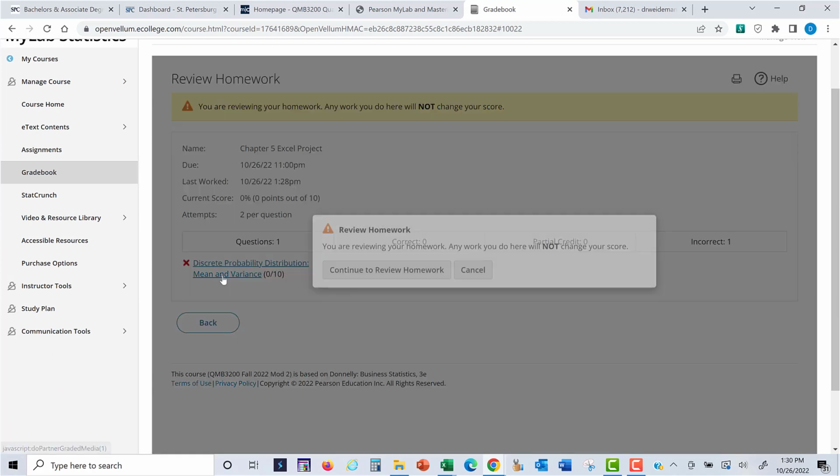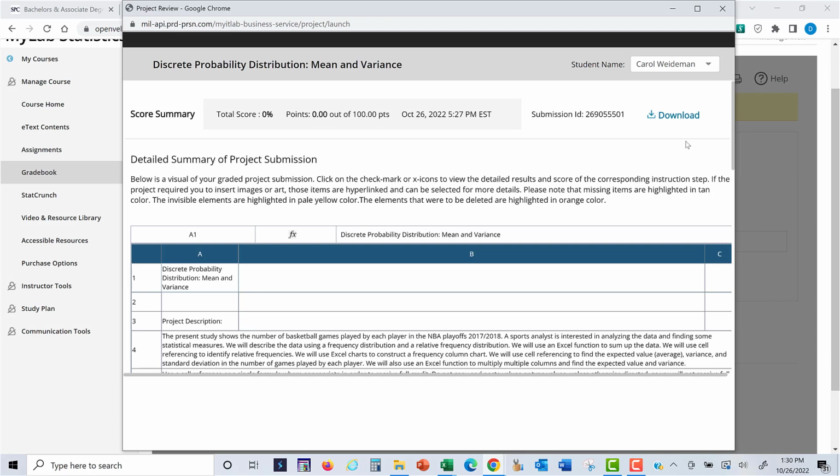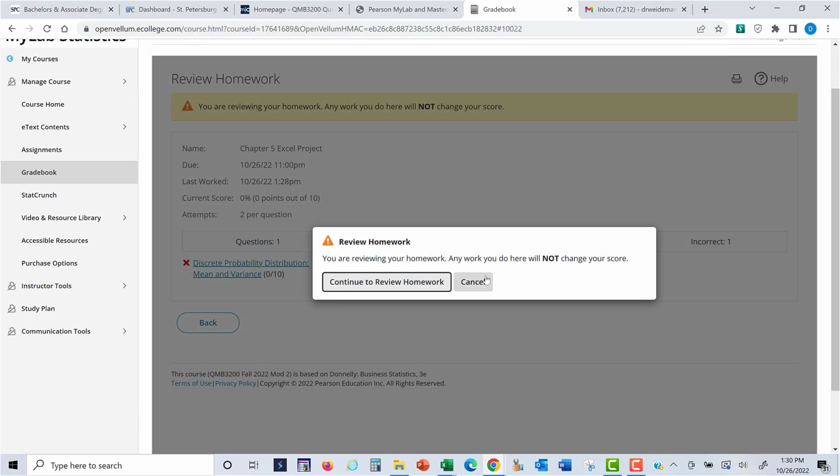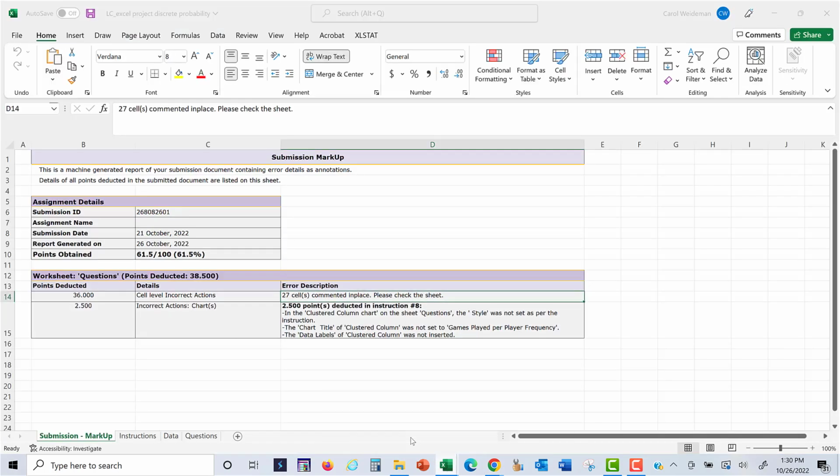Now, what I'm going to suggest is, instead of trying to read the feedback up here, if you go to the button where it says download, it will download the file and you can review it. So I've done that already for your 2 projects. So let's take a look at those. So let's take a look at the discrete one first.